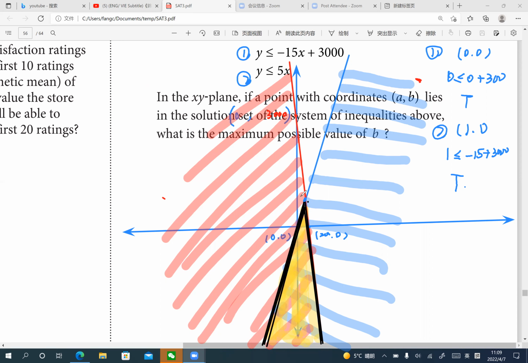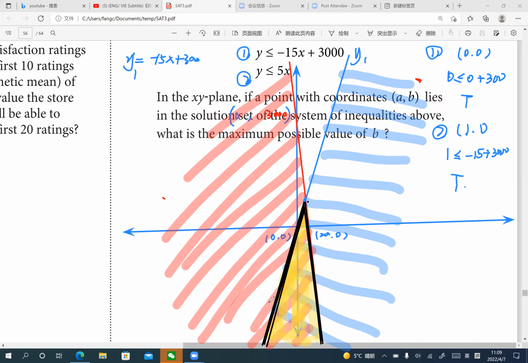We begin with the first inequality. y is less than or equal to negative 15x plus 3000. The boundary line of the first inequality is y equals negative 15x plus 3000. I graph the line on the xy plane. So this blue line represents the boundary line y equals negative 15x plus 3000.